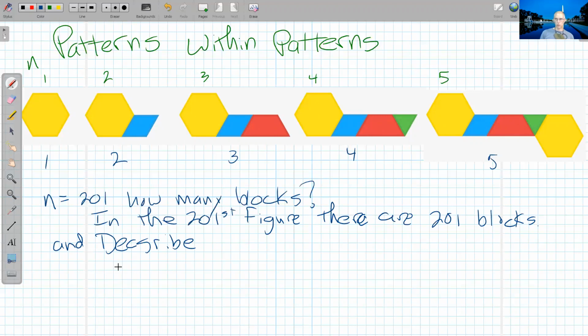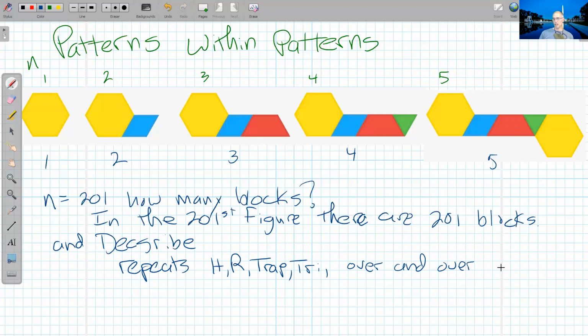So just kind of shorthand, I could say, well, it looks like it repeats: hexagon, rhombus, trapezoid, triangle. We just abbreviate that as tri. Over and over. Can I say where it ends? Ending with what? So that's where it gets trickier.